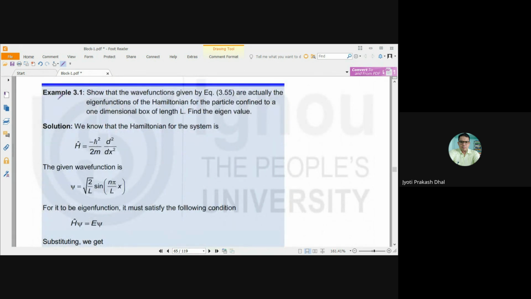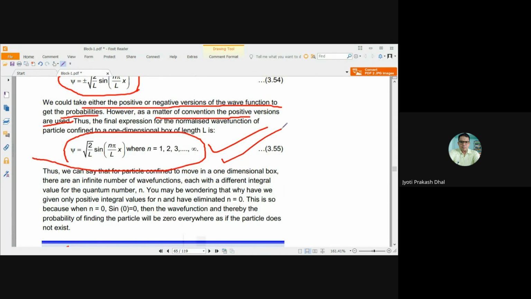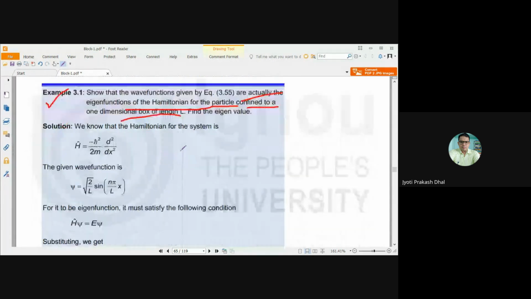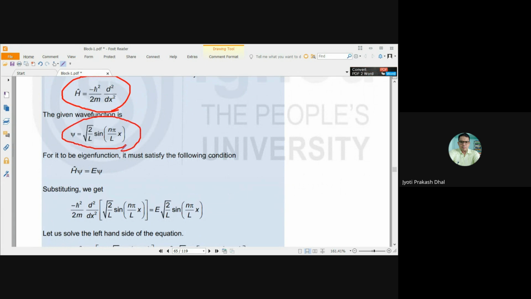Now coming to one example: the wave functions given in equation 55 are actually the eigenfunctions of the Hamiltonian operator for the particle confined to a one-dimensional box of length L. Here we know that the Hamiltonian operator in the x-axis, that is H cap, equals minus h cross square by 2m d square by dx square, and the wave function is the solution we got. So this is the final wave function and this is the Hamiltonian operator.